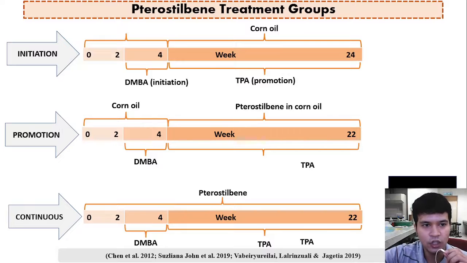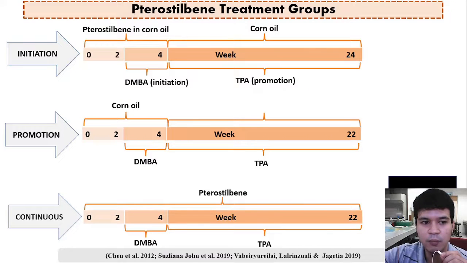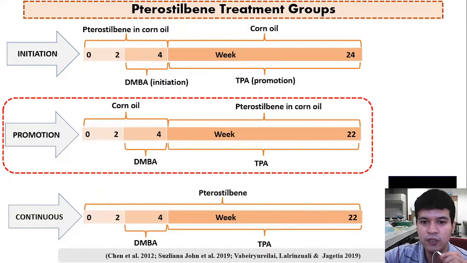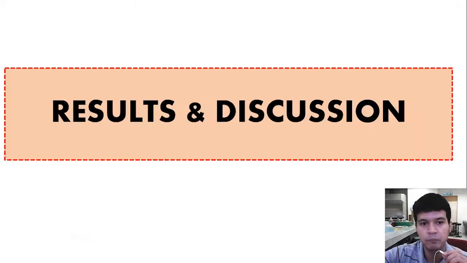For the initiation group, this group will receive the pterostilbene in corn oil during the initiation by the DMBA, and the promotion group will receive the pterostilbene after the initiation by DMBA, or during the promotion by TPA. And the continuous group will receive the pterostilbene during the initiation by DMBA and also during the promotion by TPA. Next, I move on to the result and discussion.